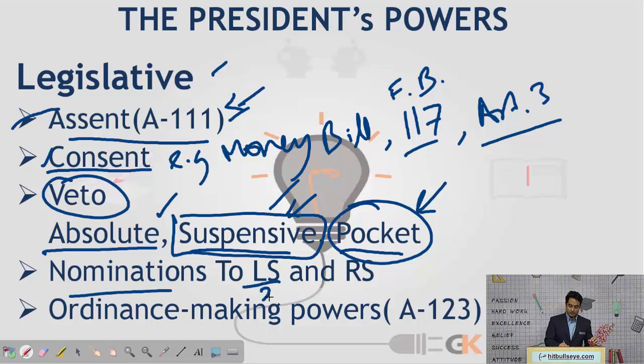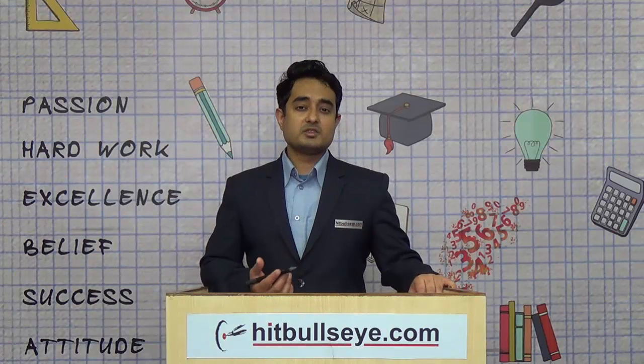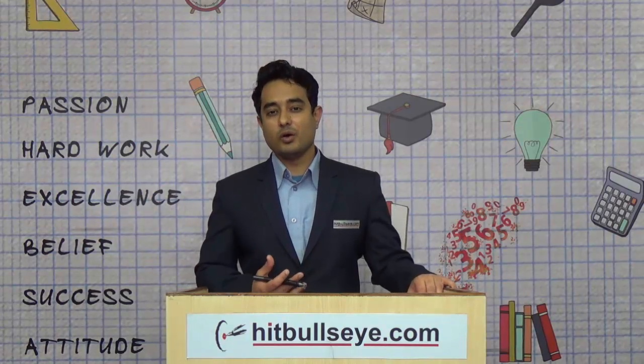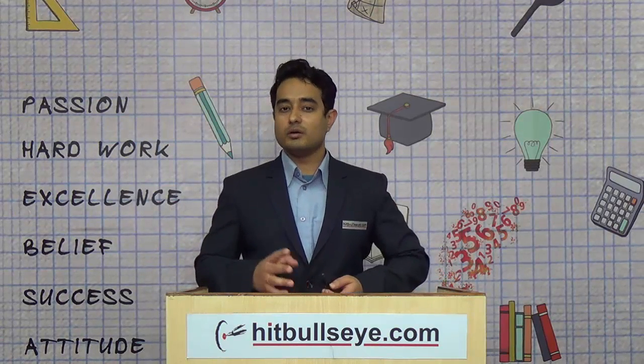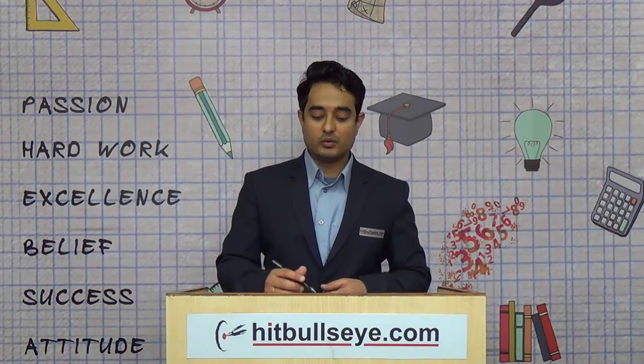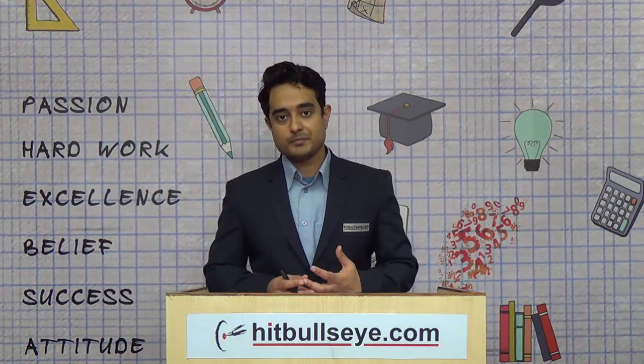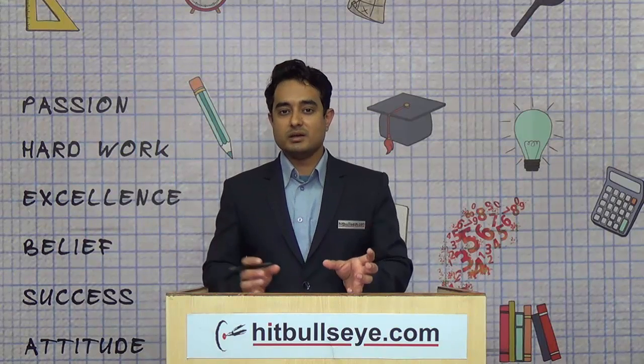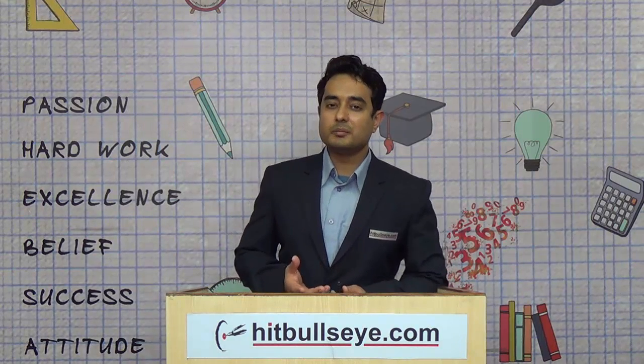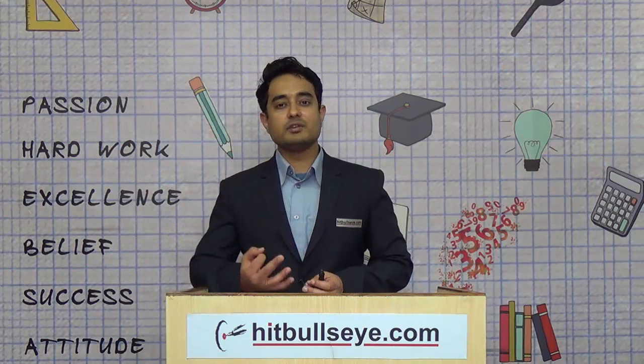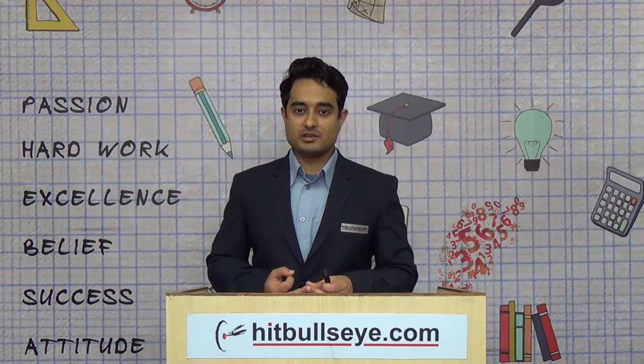There are 2 nominations in Lok Sabha and 12 nominations in Rajya Sabha. These MPs are nominated by the President of India. And besides this, there is the ordinance making power of the president. That is Article 123. Under the ordinance making power, the president can make laws whenever there is no session in operation. That is between recesses. The parliament can pass laws within the 3 sessions, that is budget or monsoon or winter session.